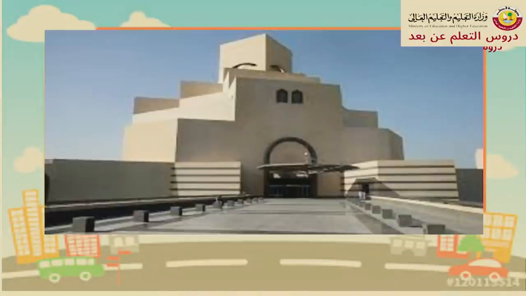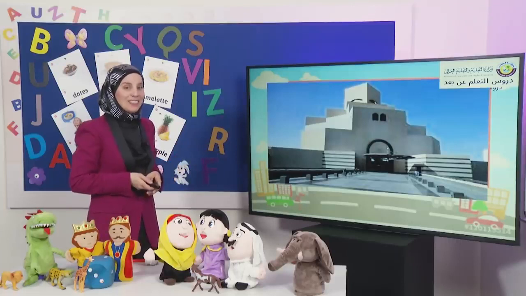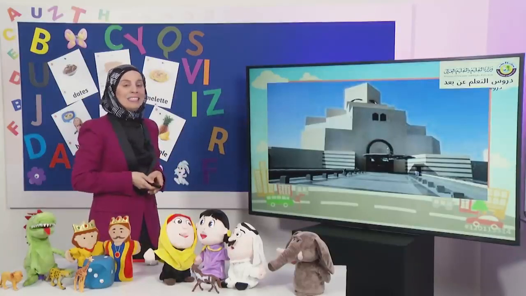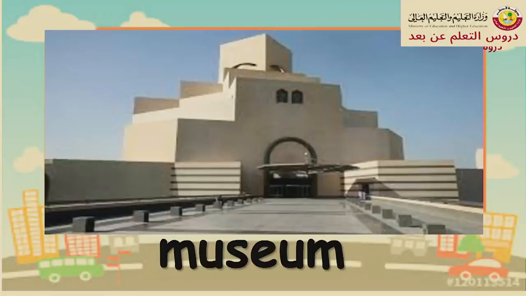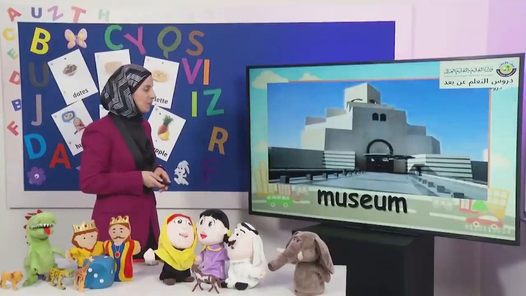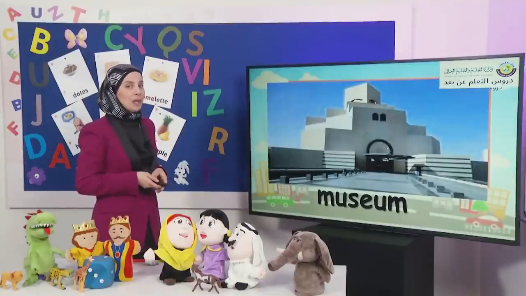Okay. What can you see? It's a place in Qatar. It's an Islamic art museum. Museum. Repeat, my students. Museum. Now let's see what we have next.